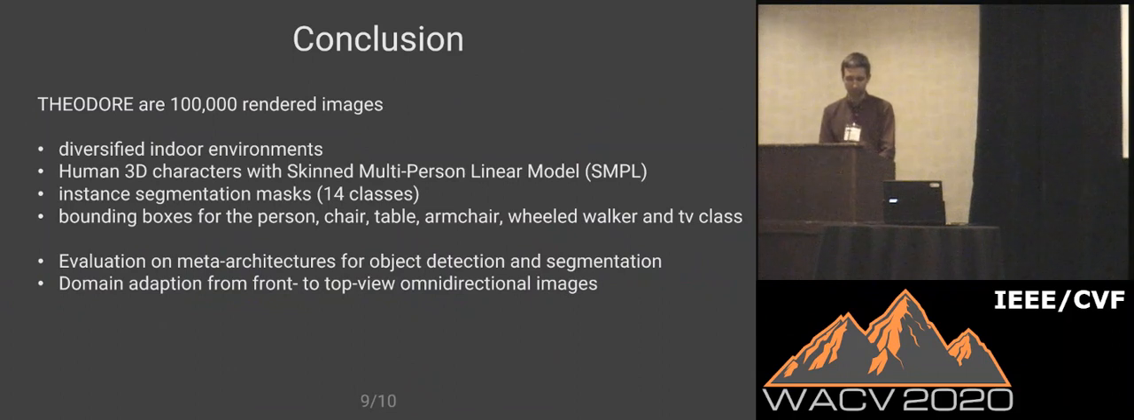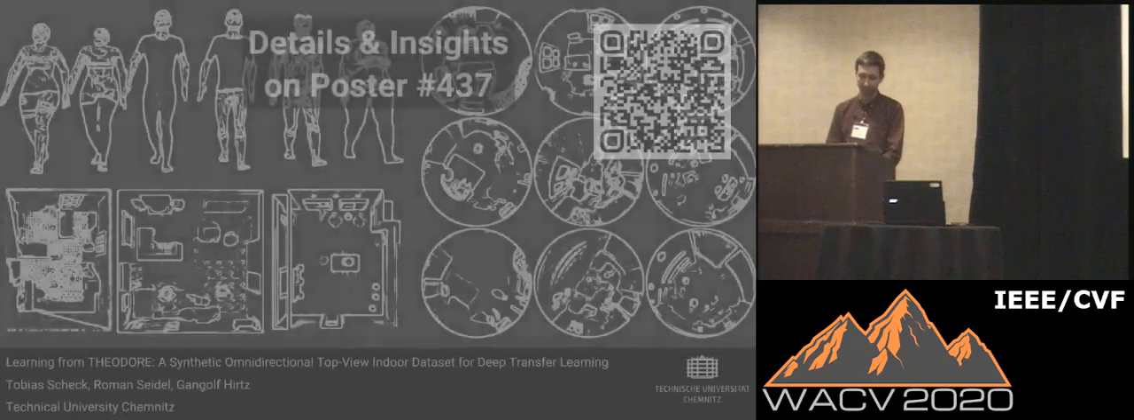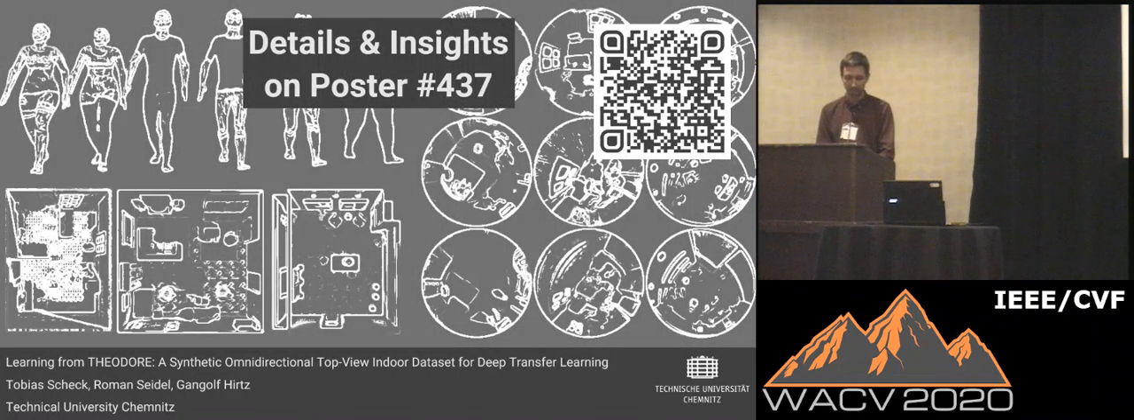Theodore consists of 100,000 rendered images and labels of diversified indoor scenarios with human characters based on the SMPL model. We create instance segmentation masks of 14 classes and bounding boxes for 6 classes. Our future work will concentrate on the creation of omnidirectional depth, 3D skeletons, and optical flow. The data is publicly available through the shown QR code.